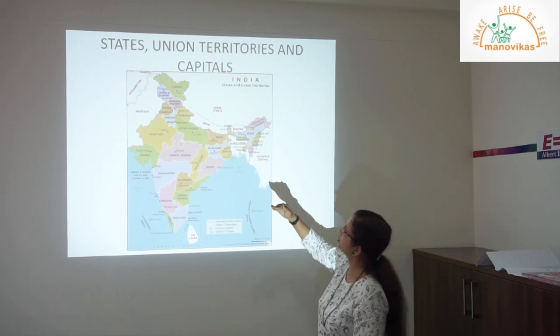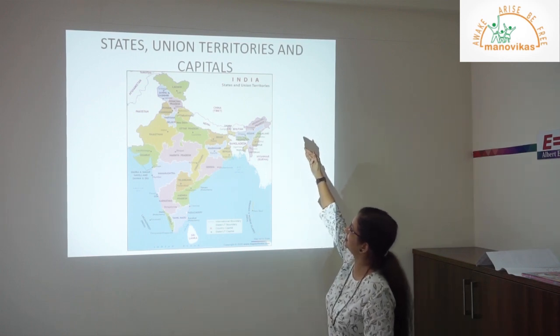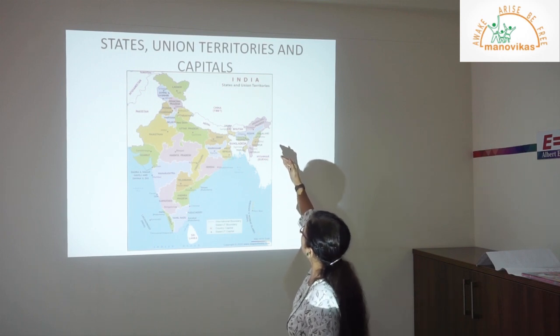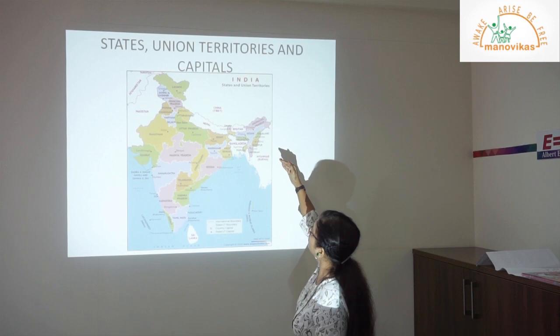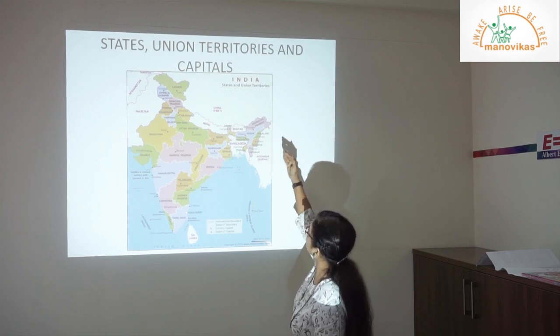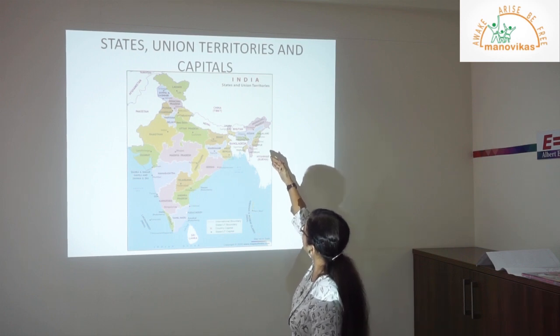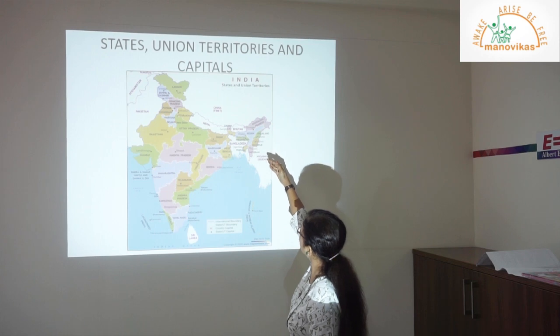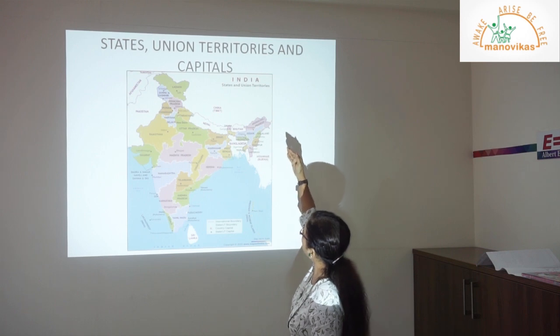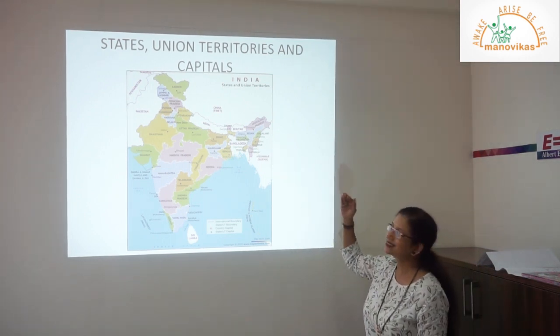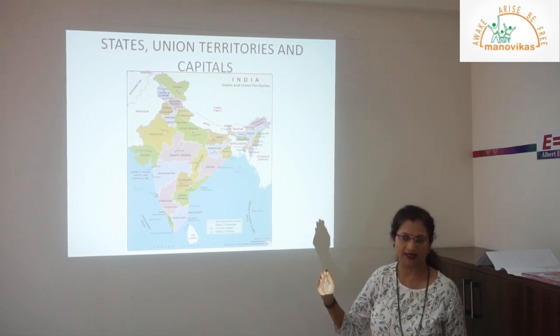Now we come to these northeastern states. We start from Assam, Dispur, Meghalaya, Shillong, Tripura, Agartala, Arunachal Pradesh, Itanagar, Nagaland, Kohima, Manipur, Imphal, Mizoram, Aizawl. So these are called the seven sisters because they are the northeastern states of India.